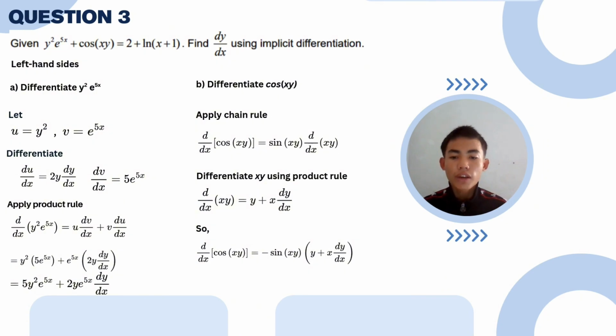And dv over dx equals 5e to the power of 5x. Product rule: u times dv over dx plus v times du over dx gives y squared times 5e to the power of 5x plus e to the power of 5x times 2y dy over dx, which is 5y squared e to the power of 5x plus 2y e to the power of 5x dy over dx.